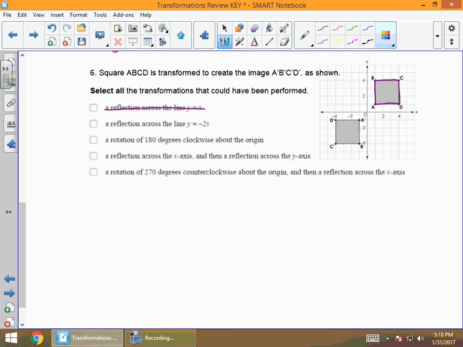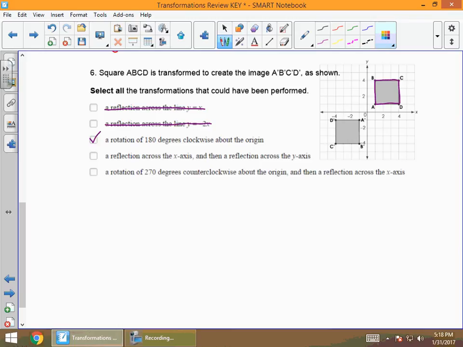Reflection across the line y equals negative 2x, that's even worse. That one doesn't work either. If I rotate this thing 180 degrees clockwise, that means my point 1, 1 becomes the point negative 1, negative 1, which is true. And then B at 1, 4 would become the point negative 1, negative 4, which is true. C works, D works, this is one of them, this does work.